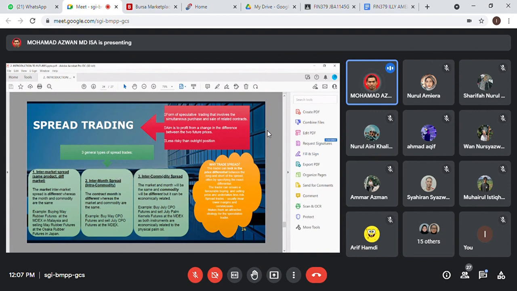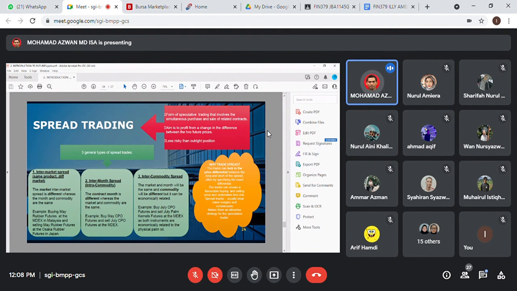Okay, and then we have inter commodity. For inter commodity in KL, for example, we have CPO futures and palm kernel futures. Both are interrelated, both from palm oil. So we have two different futures instruments: CPO futures, FCPO, and palm kernel futures. So you can spread the risk between the two commodities.